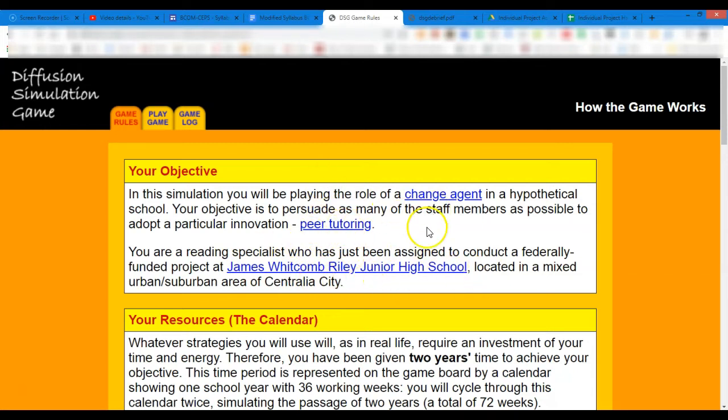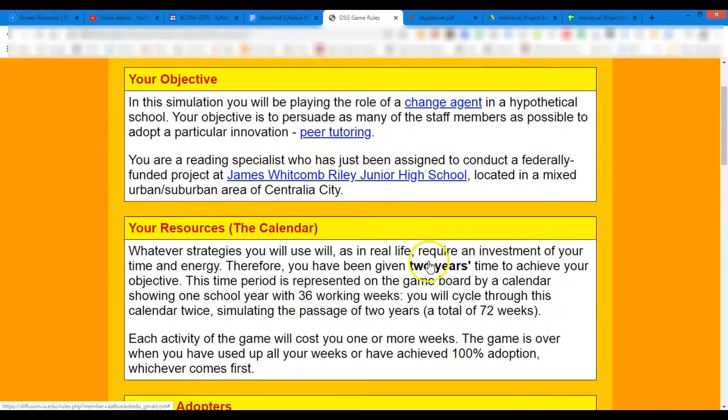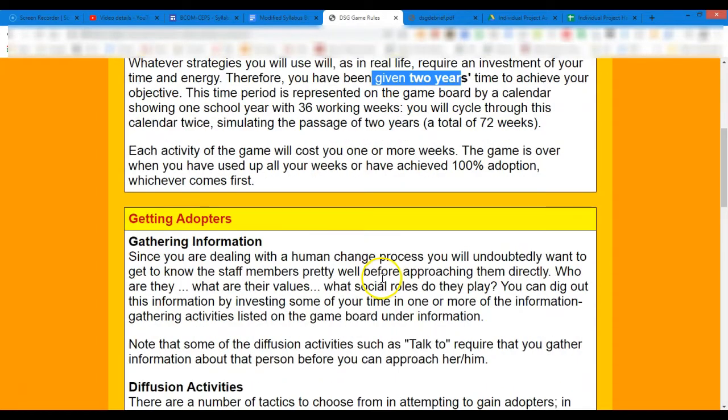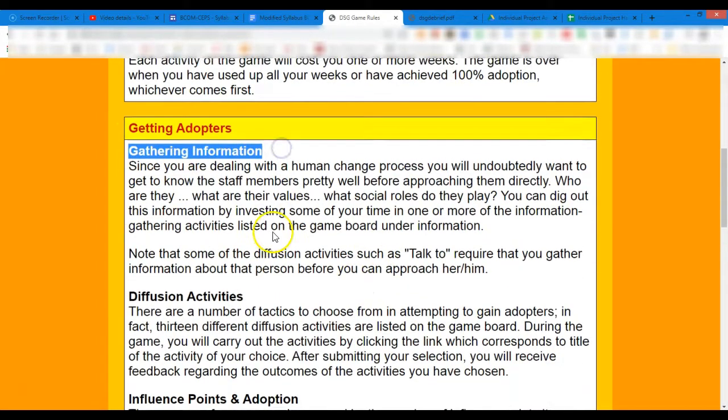Read it. The explanation of the game rules will take you a few minutes. You have 2 years to diffuse, to convince the school principal and teachers to adapt your innovation. Your innovation in this case is to encourage them to adapt peer tutoring. You can now recall in elements of diffusion, Nelida also had 2 years and she had a specific goal. Now, you need to get adopters to adopt this.